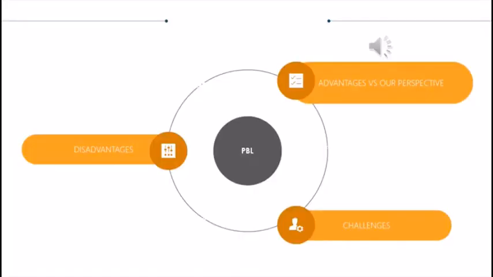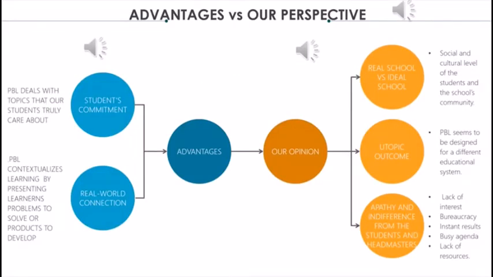What would be the advantages, disadvantages, or challenges for the implementation of PBL in our school? To consider these 3 elements, we separate them into 3: advantages versus our perspective, disadvantages and/or challenges. In considering the advantages, we find important to add our opinion or our perspective, because it gives a contextualized framework to the situation of our schools.